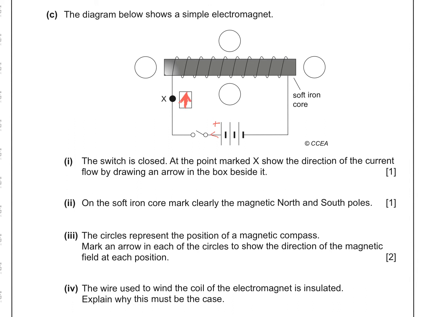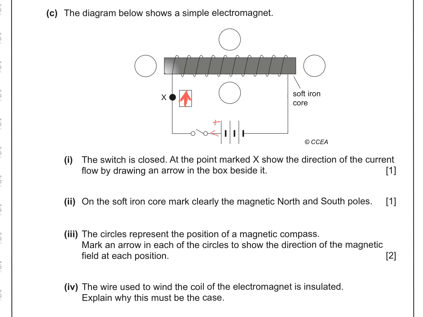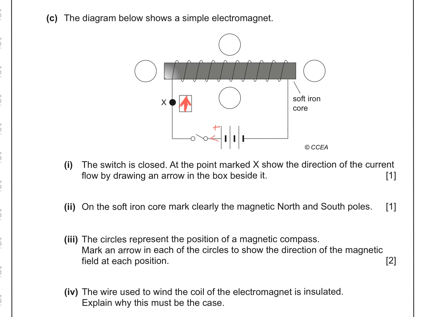Part 2. On the soft iron core, mark clearly the magnetic north and south poles. Right, so if the current's coming up here, it's going to come up on the front of this coil. And it's going to come up on the front of all of these. So if we imagine ourselves looking down this end, we should see anti-clockwise current flow. Okay, so just think about that for a while. You would see anti-clockwise current flow.